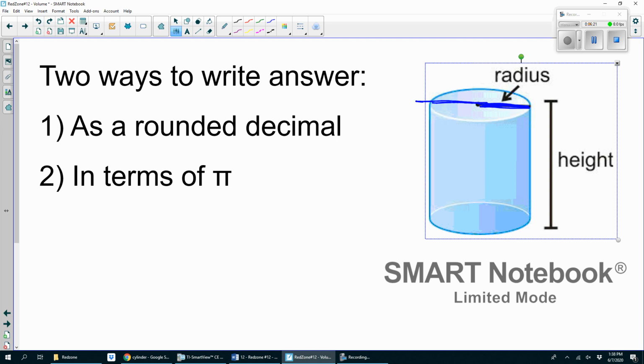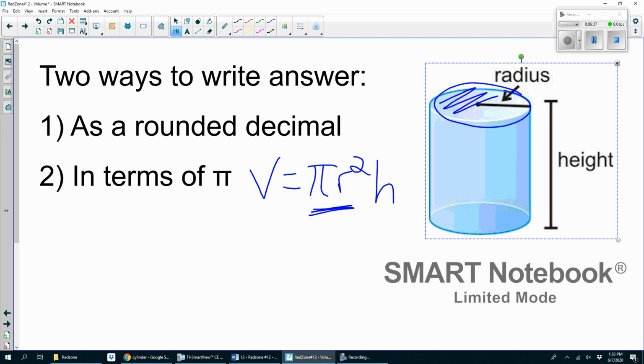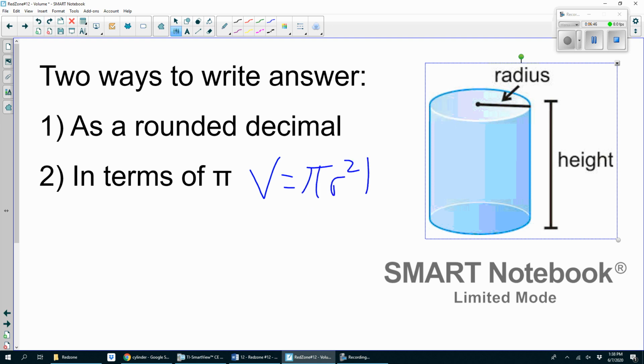Sometimes they will give you the diameter. No good. You need to cut that in half and find the radius, because the volume formula for a cylinder is pi times whatever the radius is squared times the height. Pi radius squared will find us the area of the circle, and then we just have to multiply by how tall the cylinder is. So let me put some numbers on the cylinder so that we can do a practice problem and you can see how the formula is used.